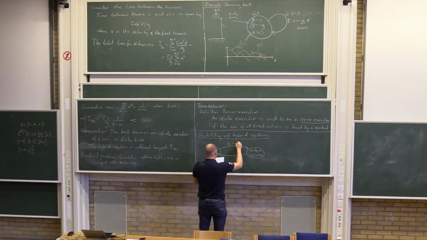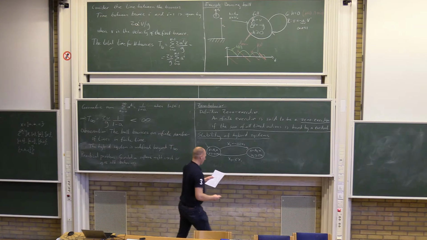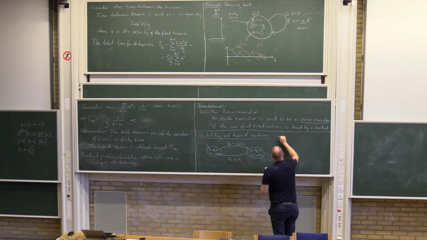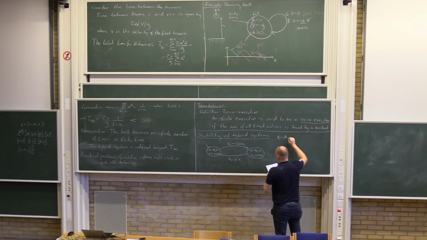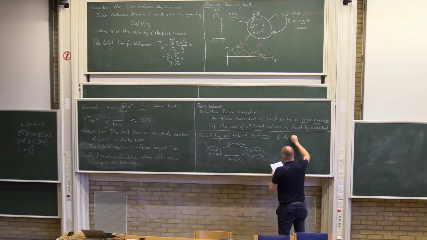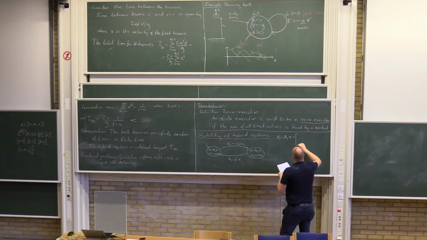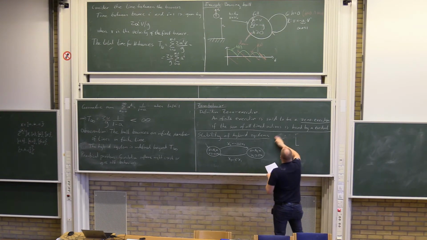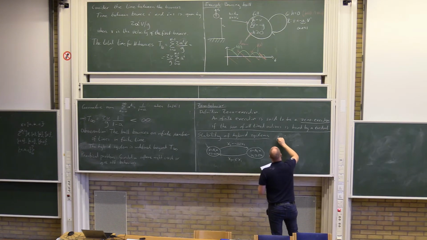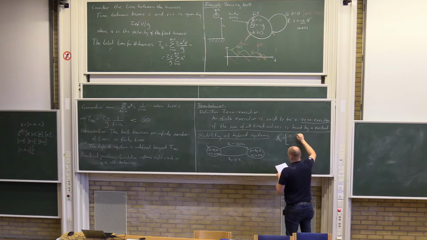So when x2 is equal to minus 0.2 x1, it goes back like that, and x dot is equal to A1x. So now we have A1, or I do it like this, A1 is given by this matrix.